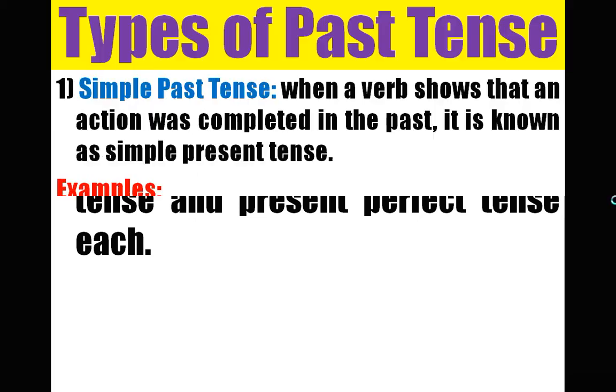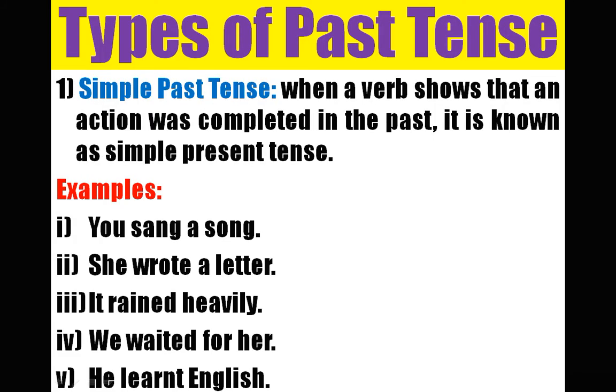Okay, now let's go to types of past tense. We have the first one, which is simple past tense. How can we identify a simple past tense? We do that when a verb shows that an action was completed in the past.